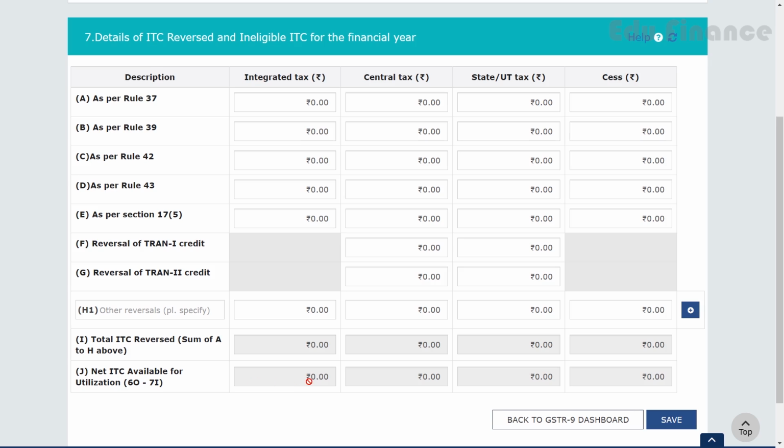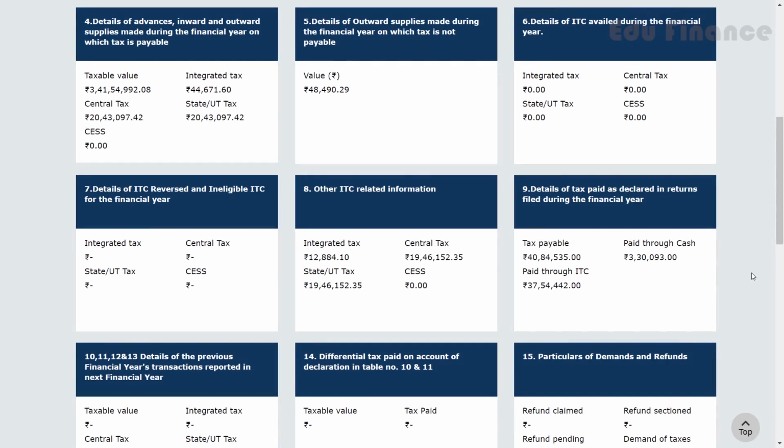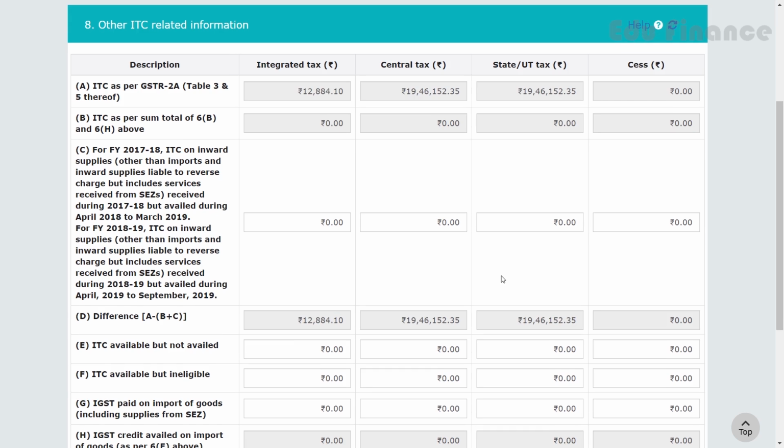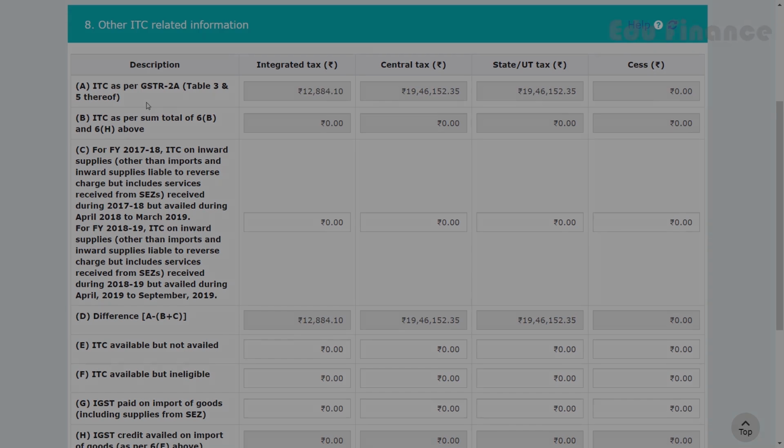And you will get net ITC available for utilization in table 7J after effecting the ineligible and reversed ITC. Now we are going to talk about table 8, other ITC related information. This is a reconciliation statement of GSTR 2A with credit availed in books of accounts and credit availed as per GSTR 3B. ITC as per GSTR 2A is auto-populated in table 8A.